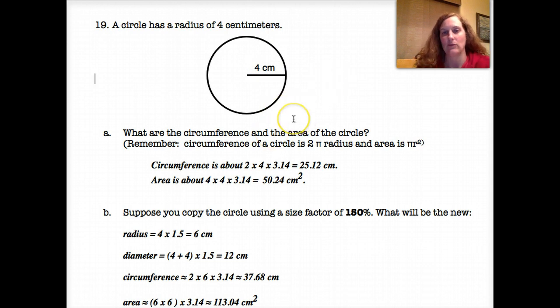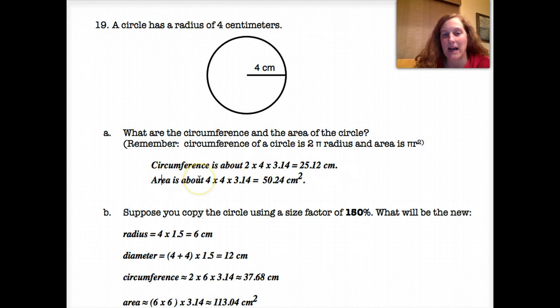So just as it is, what's the circumference and the area? And a little reminder, circumference is 2 times pi times the radius, and area is pi times the radius squared. So if my radius is 4 and my circumference is 2 pi r, then it's 2 times 4, which is the radius, and then I'm just using 3.14 for pi, which will give you 25.12 centimeters.